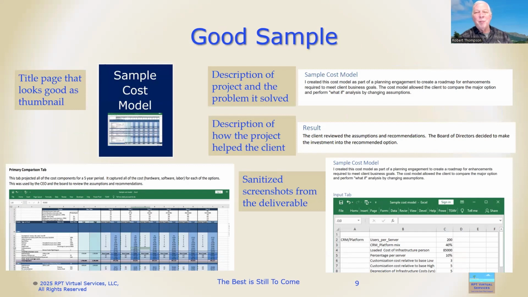So here's a sample of one, it's not too bad. It has a title page that looks good as a thumbnail. It's got a description of the problem that was solved, and a description of how the item helped the client. And then it includes some sanitized screenshots from the deliverables. And it doesn't include all the screenshots, just the samples.